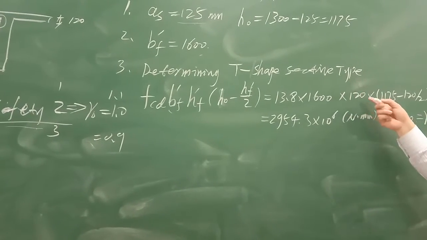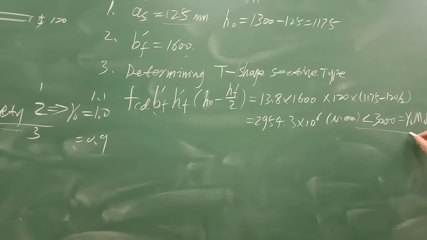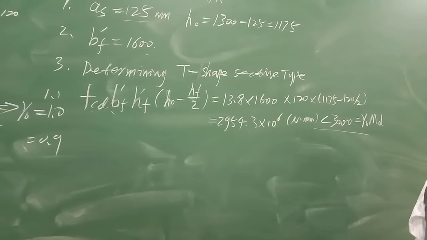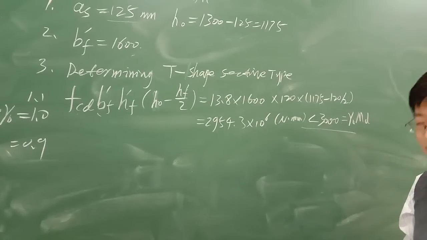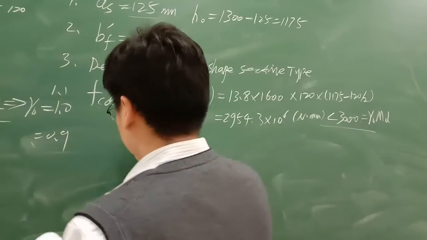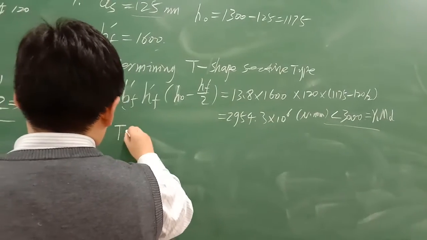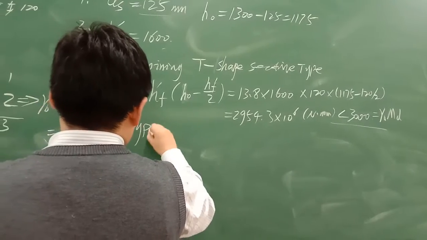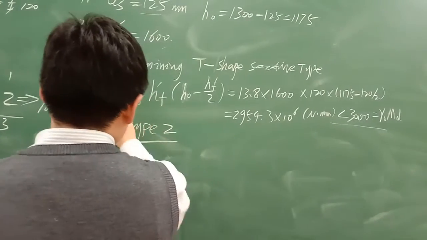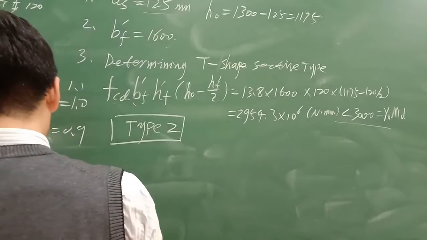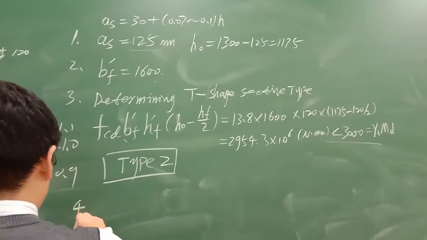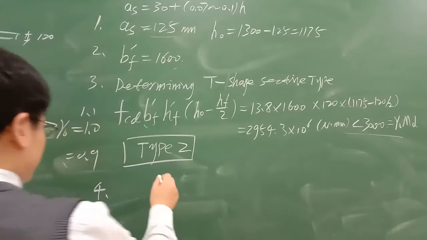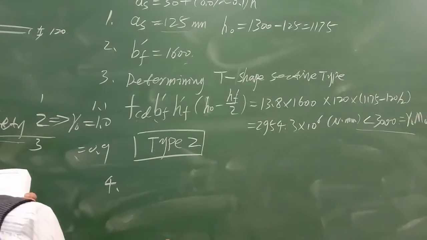So now, this value is smaller than that, which means it is type 2. So it's type 2. That means the equation we use is different. So the fourth step, we use the equation of type 2 to calculate.